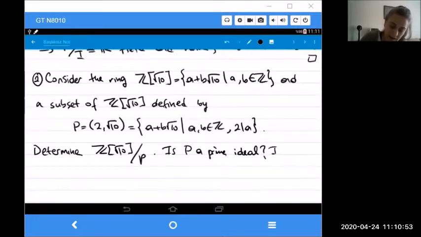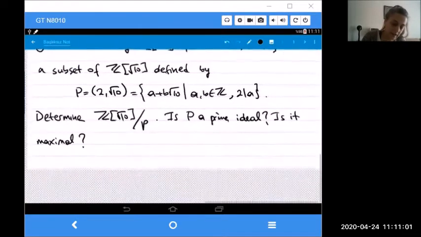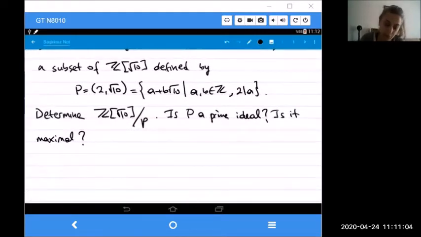And the other question is, is it maximal? Now I'm going to show the primeness of P by direct computation. At the end of the question, we are going to use some homomorphism while showing that it is maximal. But you can do maximality first, and after that you can say that every maximal ideal is prime, so P is prime. But I'm going to keep the order here.